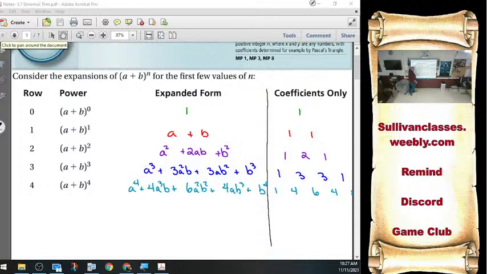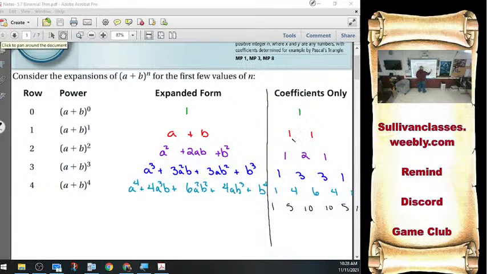What if I told you the next one is going to be 1, 5, 10, 10, 5, 1? Do you start seeing what's happening in that little triangle? It is called Pascal's triangle.